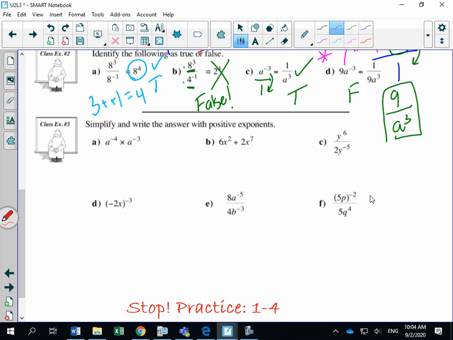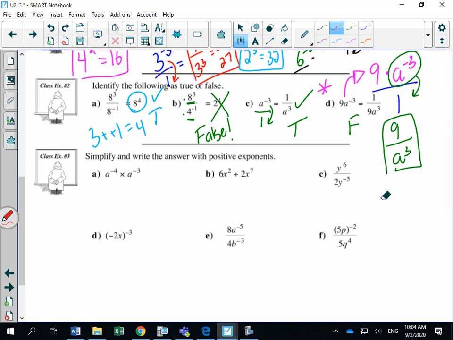Okay, we'll do this last class example, and then I'll give you some homework, and that will be part 1. When you're done your homework and you've marked it, you could do part 2. Watch part 2. So, all right, state and simplify and write the answer with positive exponents. So, bases are the same. It's product law. You add the exponents. Negative 4 plus negative 3 is going to be negative 7. And that's going to be 1 over a to the 7 with a positive exponent.